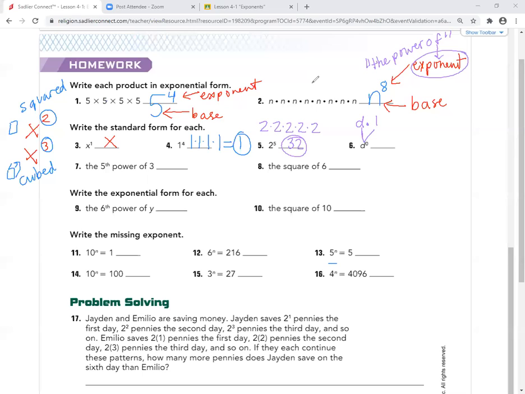So if I had no copies of D, see how it says 0? No copies of D, what factor do I have? 1. The answer of anything to the 0 power is 1. So it could be 10,403 to the 0 power. What would the answer be? 1. Any base to the 0 power is 1.